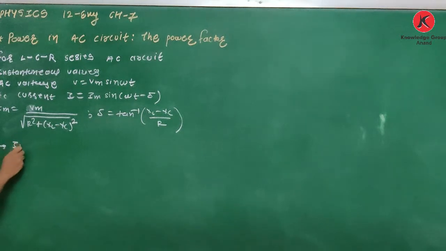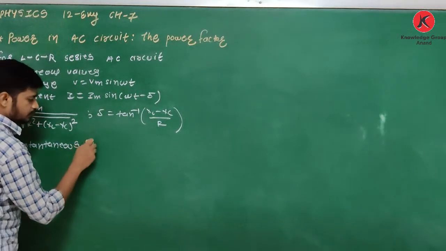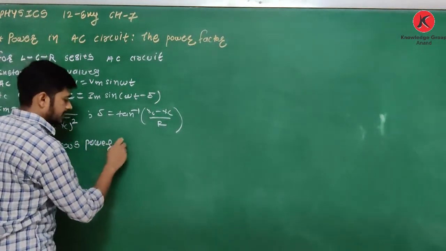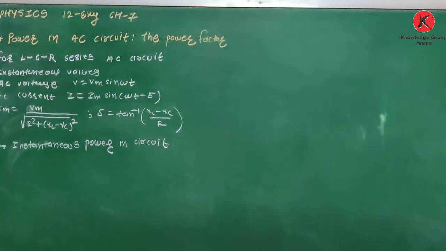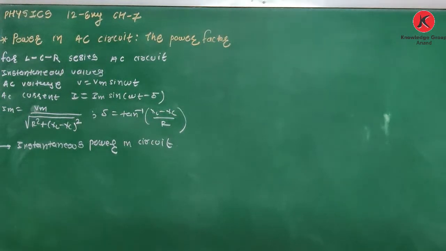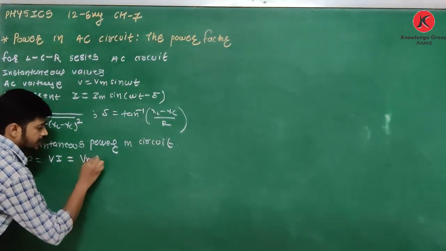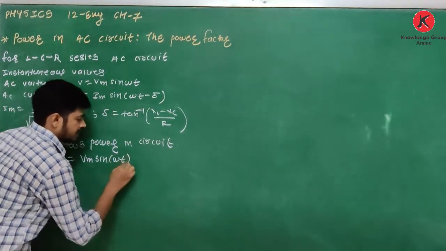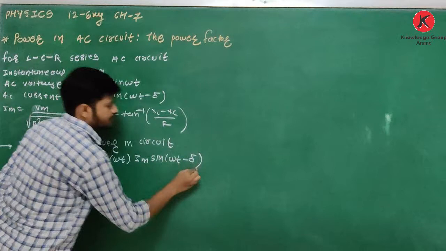Now, instantaneous power in the circuit. What is instantaneous power in the circuit? What is the equation of power? Power P is equal to VI. Then what is the equation of instantaneous power? Power P is equal to VI. What is the value of V? Vm sin omega t, and I is Im sin(omega t minus del).